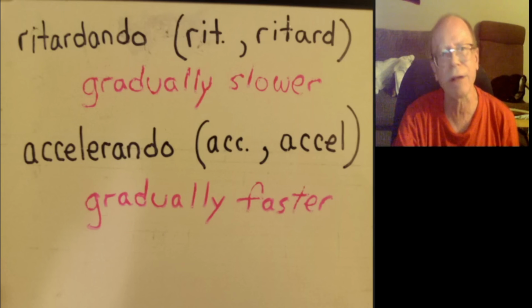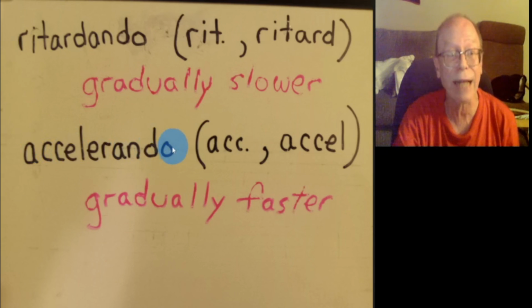Okay, and the other term is accelerando. And it comes from, we got our word accelerate out of that, all right? To get gradually faster. So ACC and ACCEL are the abbreviations for it. Gradually faster, okay?